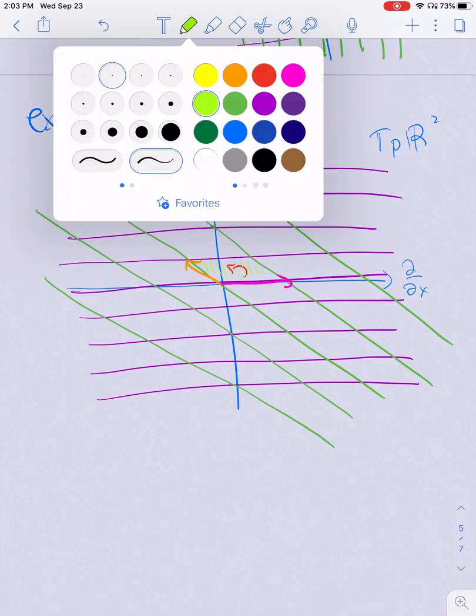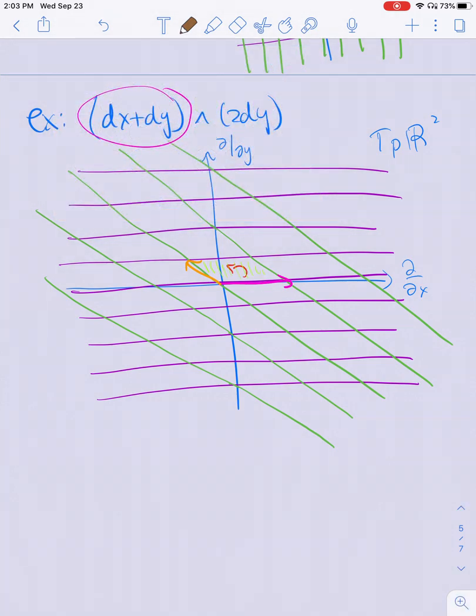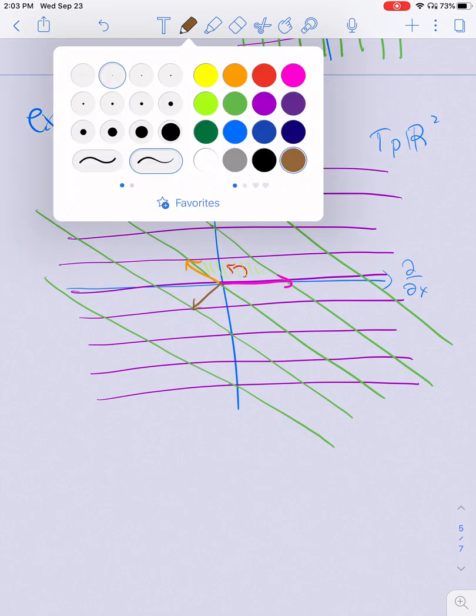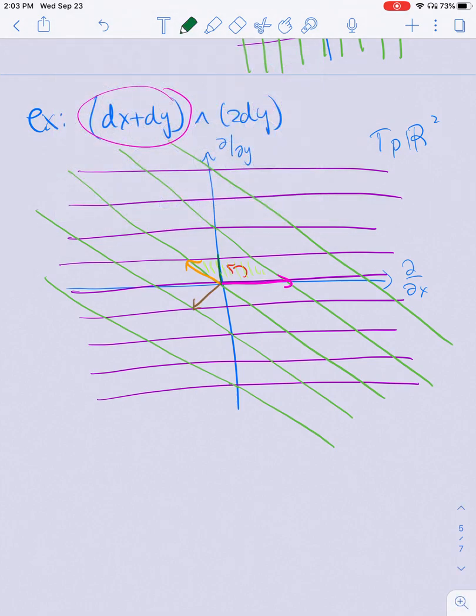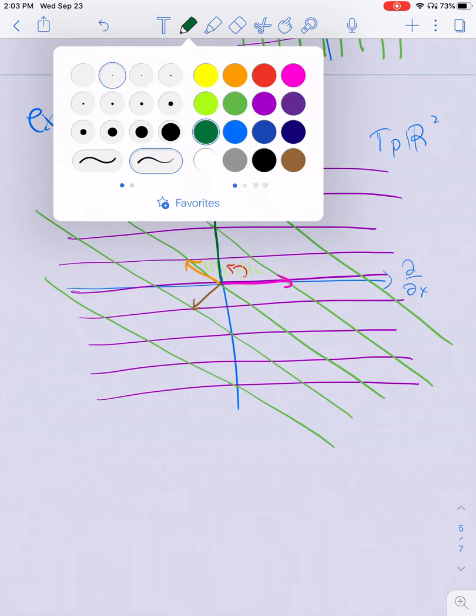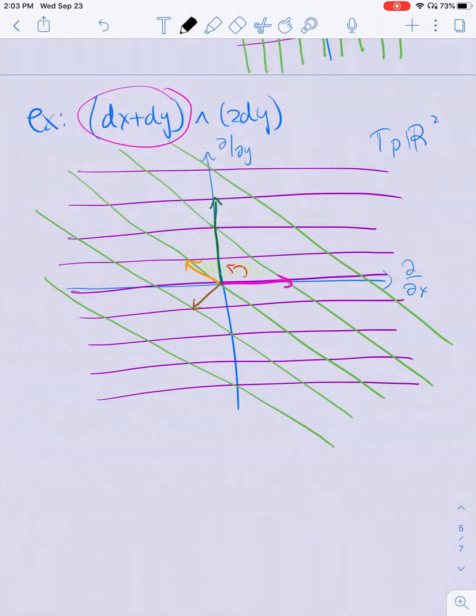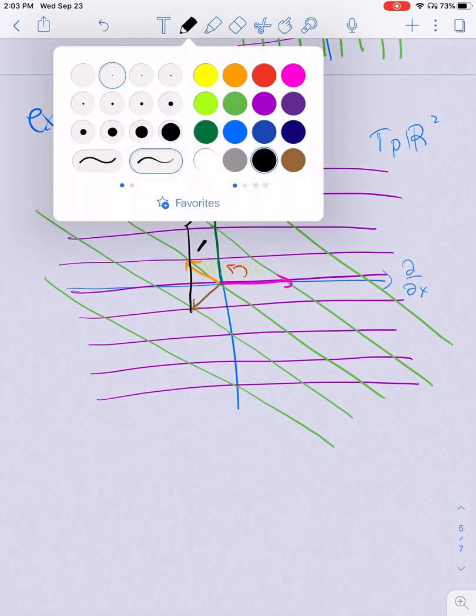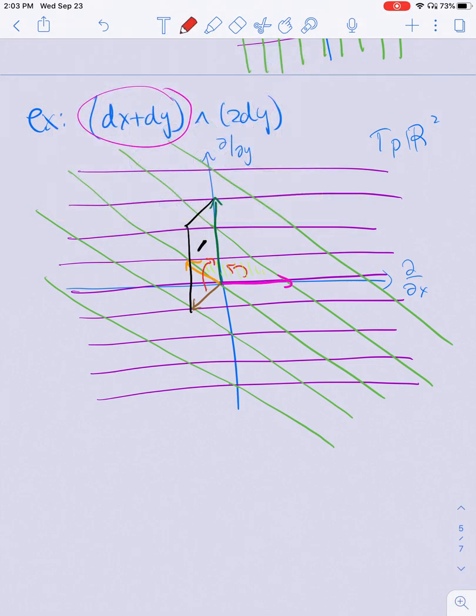And say now I want to compute the area of, say, let's have u equal that, and v equal this vector. Now I'm having my parallelogram over here. So it should be something like this. Now I'm going to have a minus sign, because when I go from u to v, I go clockwise.